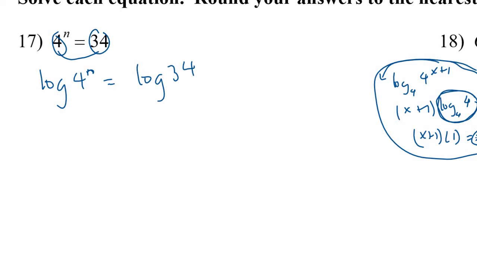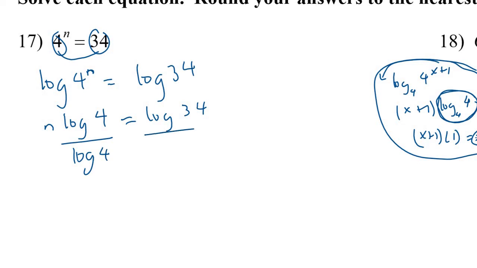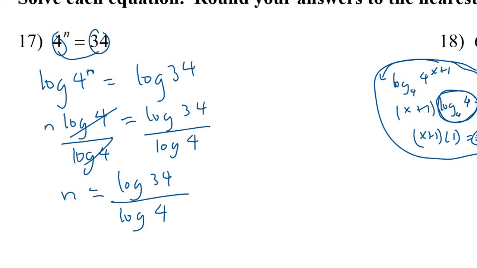Now I can write this as n log base 10 of 4 equals log 34, log base 10 of 34. Now I can divide both sides by log base 10 of 4 to get n by itself. This will cancel, so n equals log base 10 of 34 divided by log base 10 of 4.